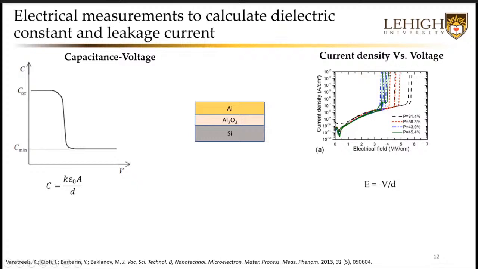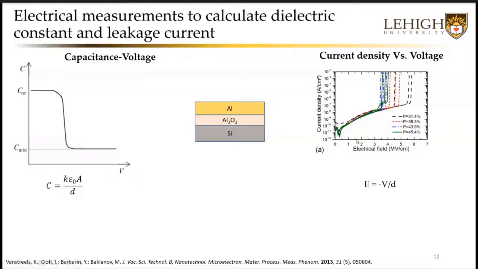When you look at current density, it is amperes per centimeter squared. The centimeter squared comes from the area of the metal pad that you're using, and the electric field is calculated by using the thickness of the dielectric that you're going to measure. Next, I'll be talking about the applications.